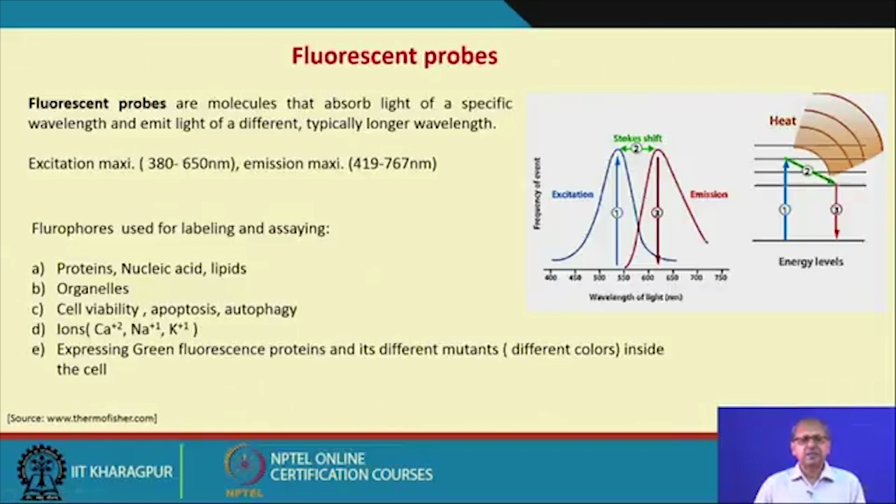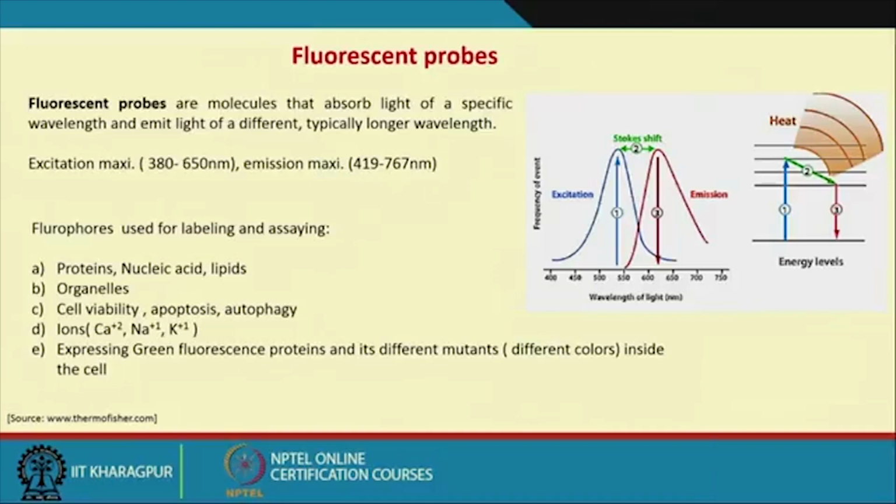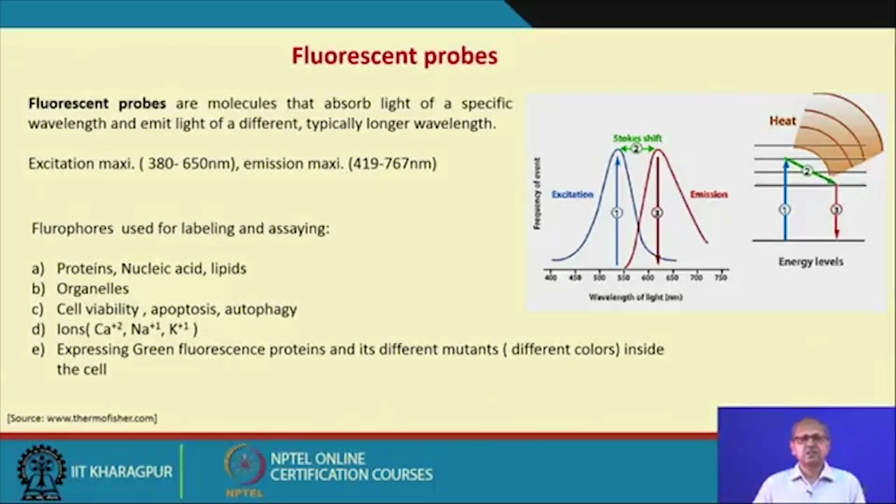Fluorophores are used for labeling and assaying proteins, nucleic acids, lipids and organelles like mitochondria, lysosome, nucleus and membranes. We can assay cell viability, apoptosis and autophagy. For signaling purposes, there is calcium quantification or calcium ion transport, and expression of green fluorescent proteins and their different mutants inside the cell. Different types of fluorescent probes are being developed to target specific organelles, specific molecular events and specific biological events, either in live cell imaging or in fixed cells.